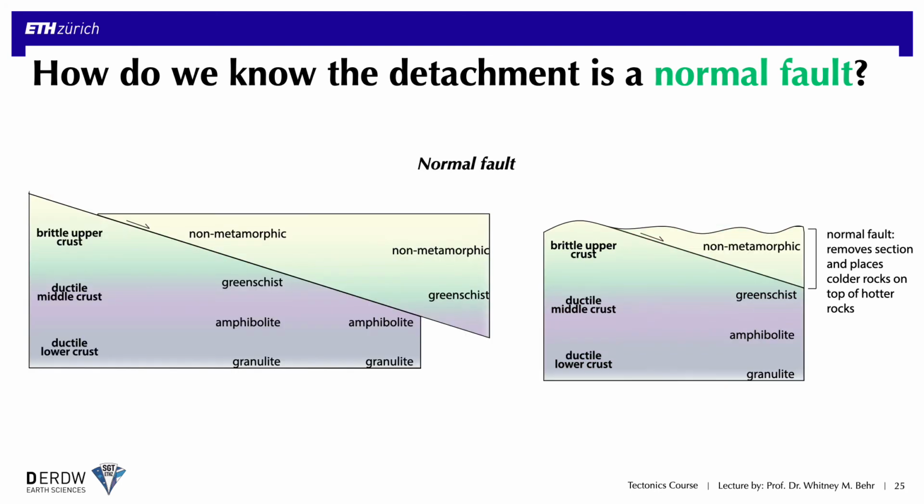Now, if we consider the normal faulting case, we displace the hanging wall downward, then we erode a bit off the surface, and now we find a situation that nicely matches the Whipple detachment case, where the normal fault effectively removes section, this is called excision, and it places colder rocks from the surface on top of much hotter rocks from the greenschists and warmer middle crust.